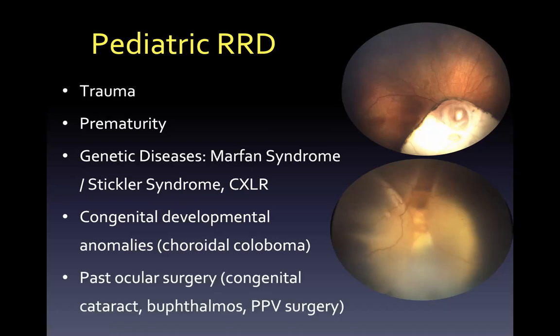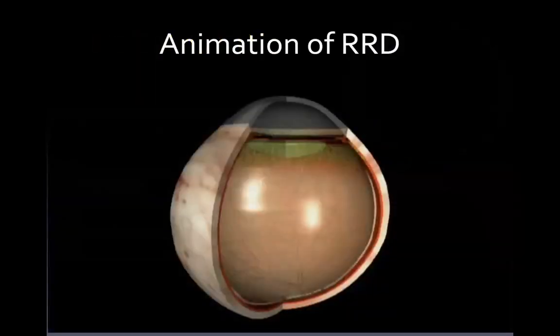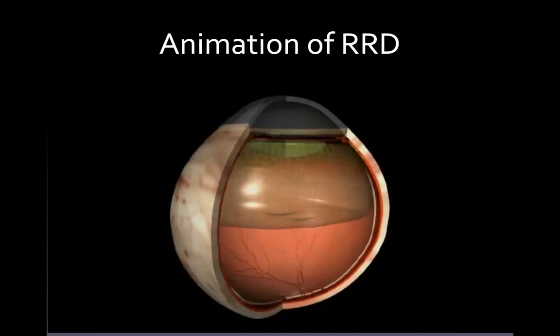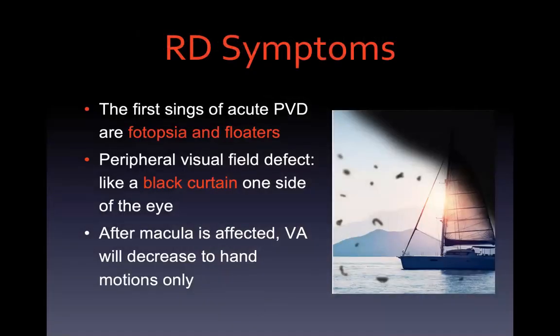And we should also ask about previous ocular surgeries like congenital cataract, buphthalmos, which is congenital glaucoma, or vitrectomy surgeries. This is the animation of rhegmatogenous retinal detachment. As you see, PVD occurs, and it leads to a horseshoe-shaped retinal break, and vitreous goes underneath, causing retinal detachment. So the first signs of retinal detachment are actually the signs of PVD, which are photopsia and floaters. They usually come with these symptoms.